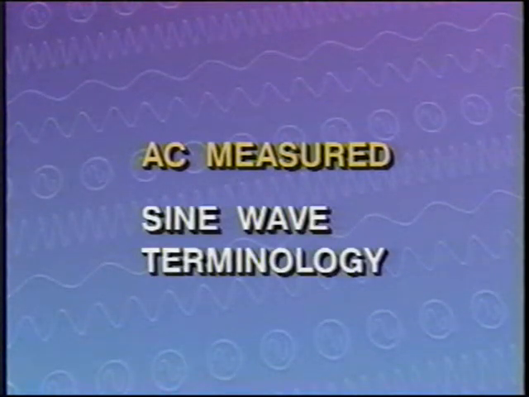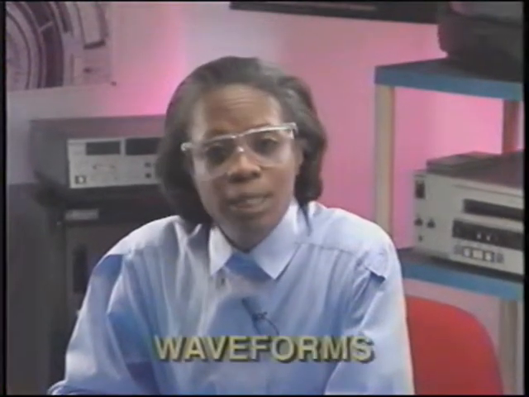In this video, an AC signal will be examined. You'll see how alternating current can be measured, and sine wave terminology will be presented. Now that you have some understanding of how AC is generated, let's see how it can be represented graphically. To understand alternating current, it's helpful to visualize voltage or current changes over a period of time. This can be done using waveforms.